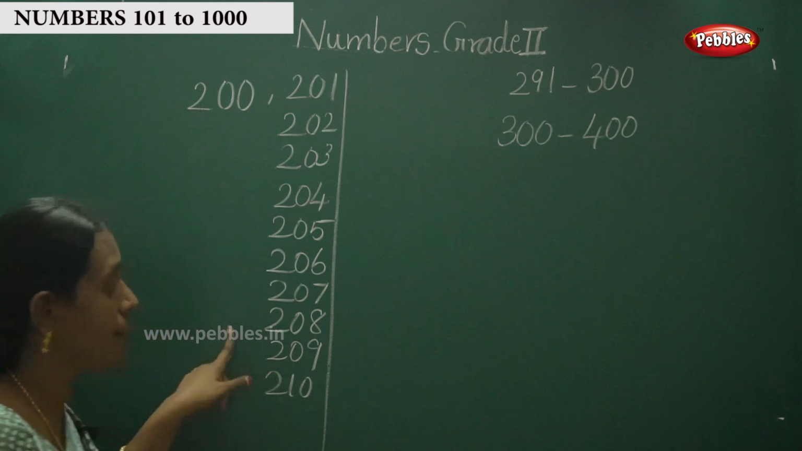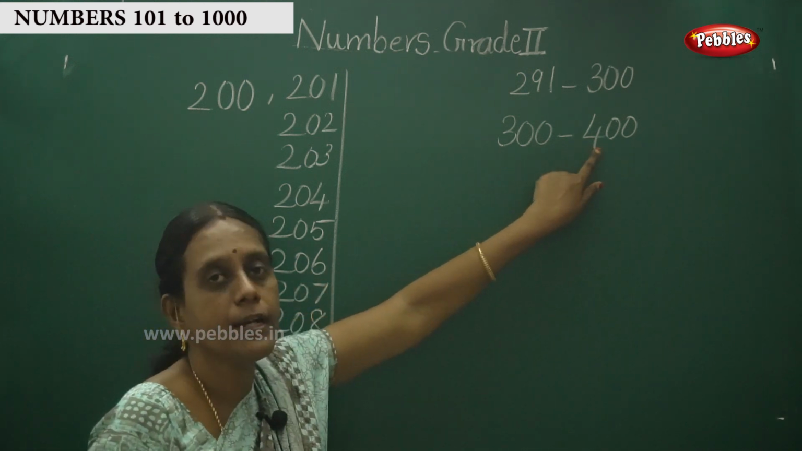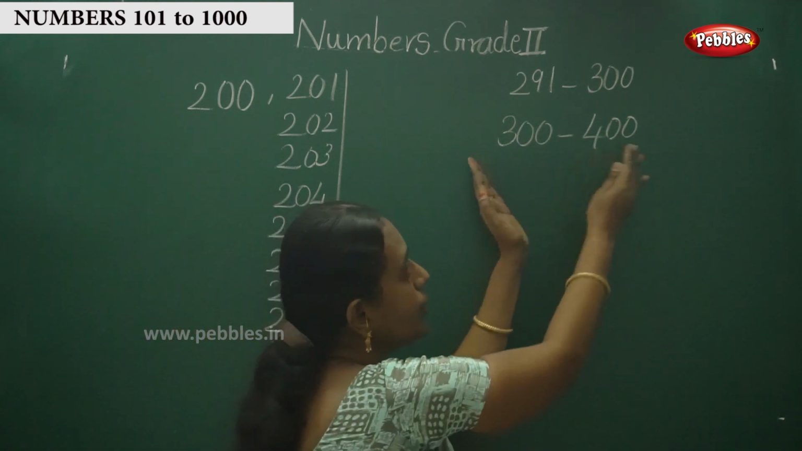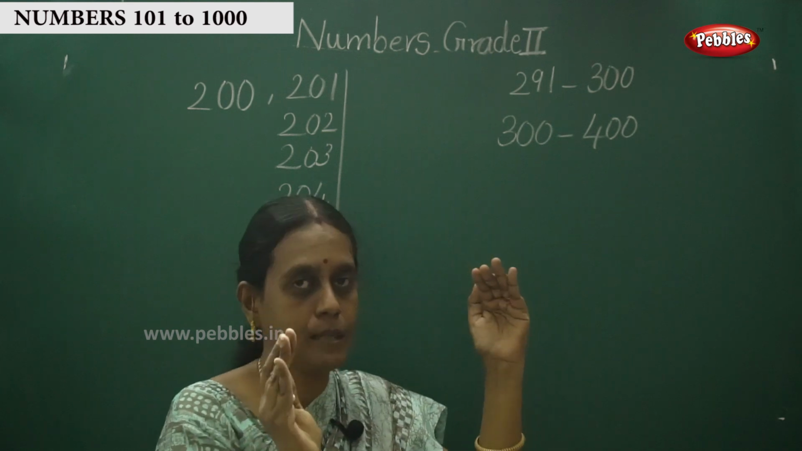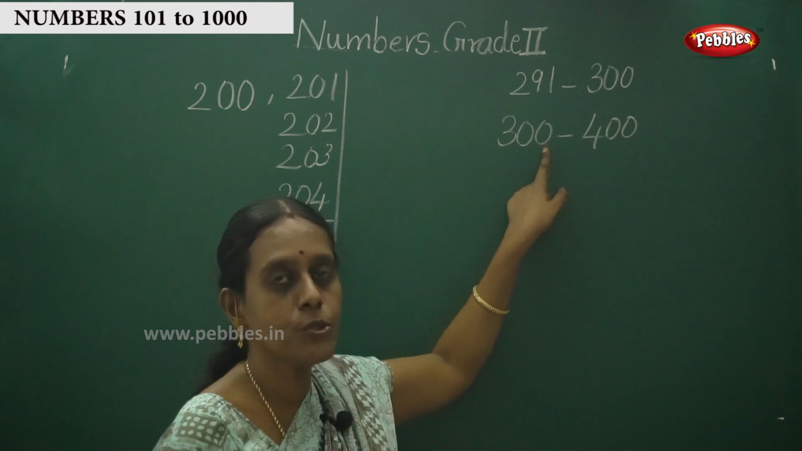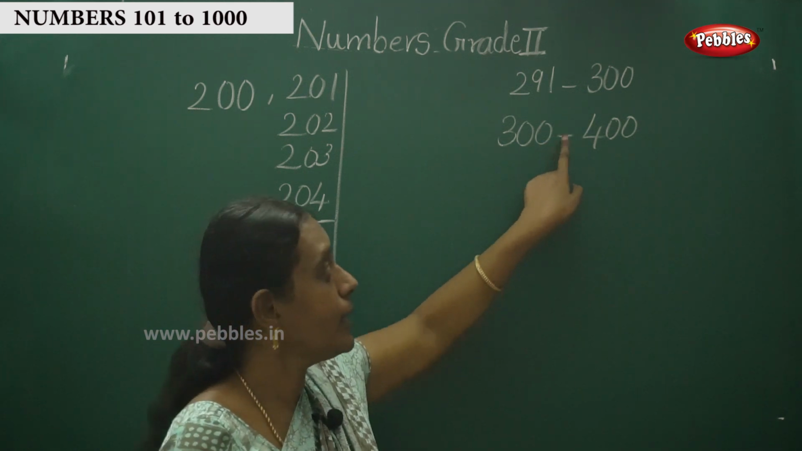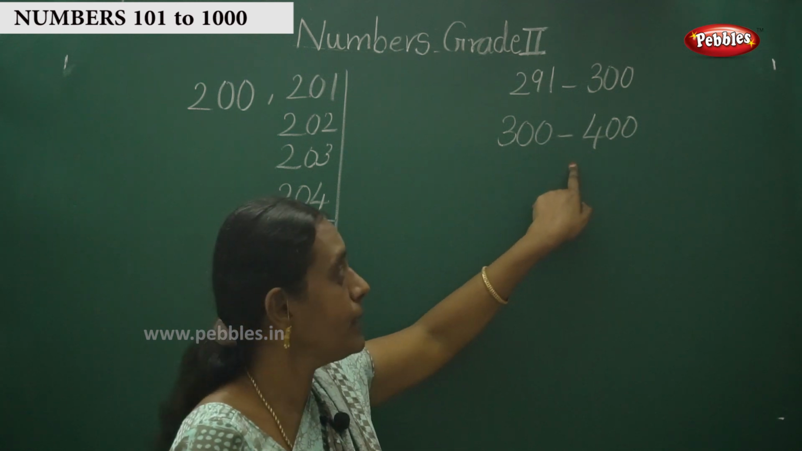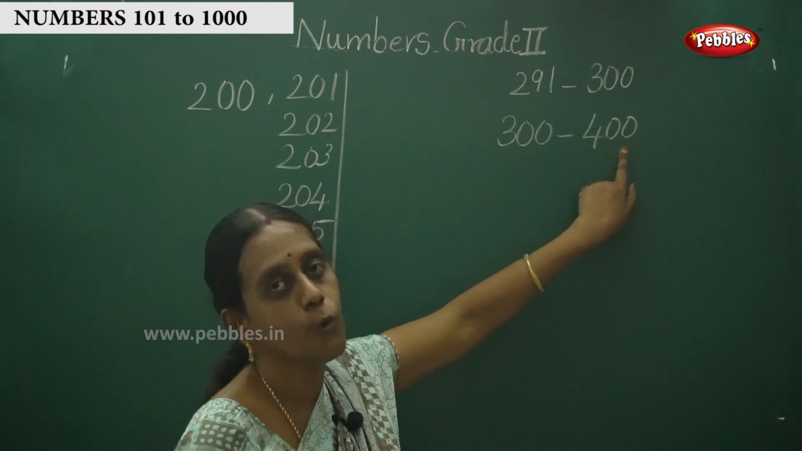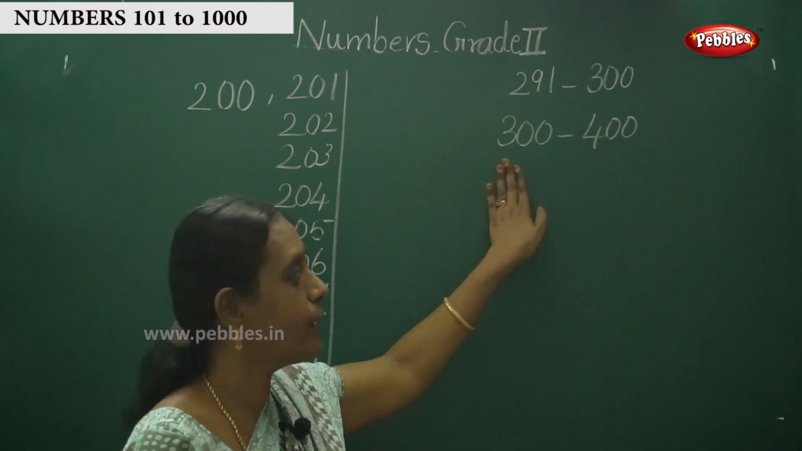Like the way, this way. So again you have to write 301 to 400. So you have to write 100 numbers. In between 300 to 400 there are 100 numbers. So 301 to 310, 311 to 320, 321 to 330, 331 to 340 and 341 to 350, up to 400. Did you understand? 100 numbers you have to write in this method.